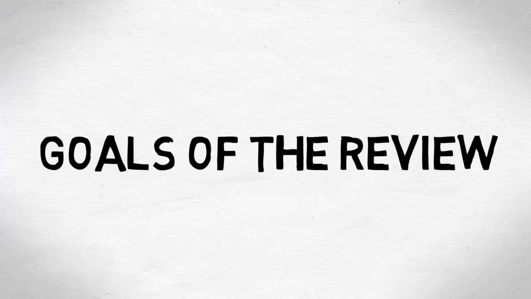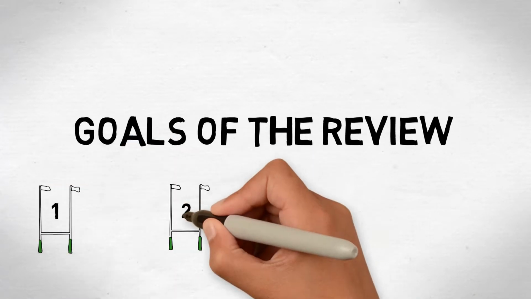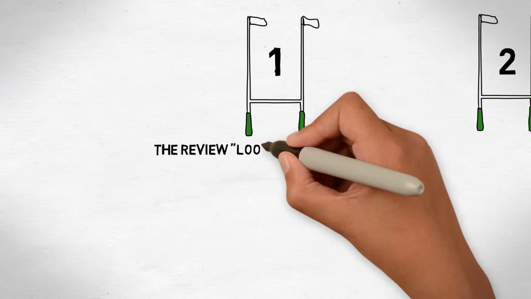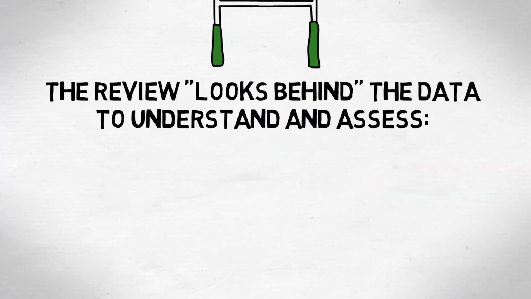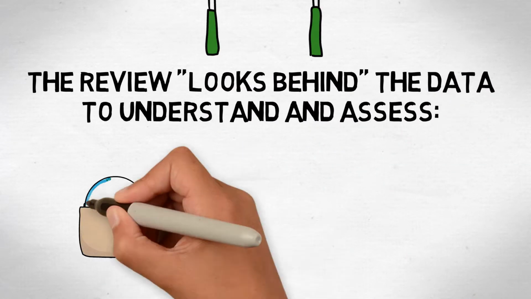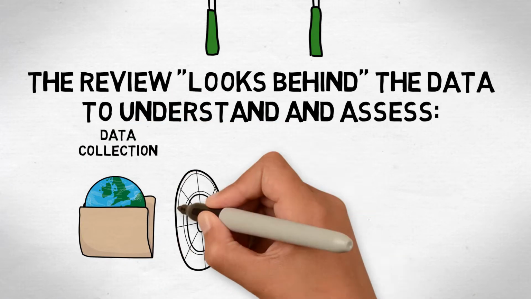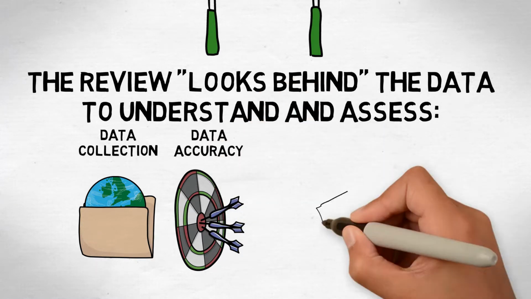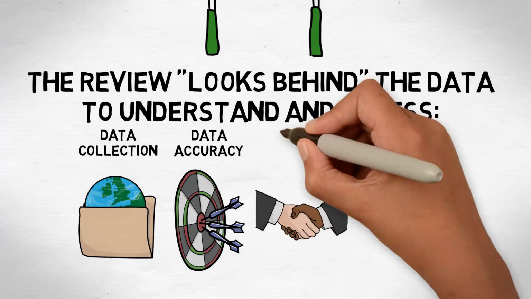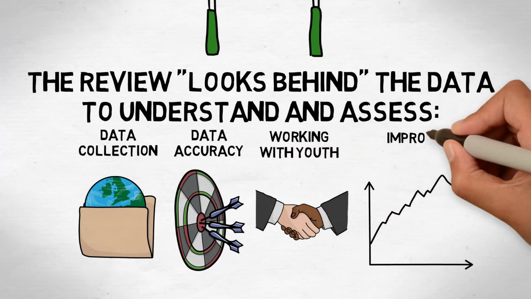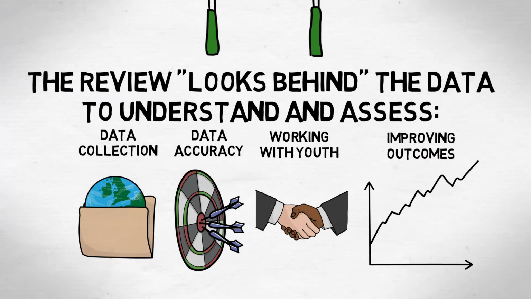Let's take a look at the goals of the review. There are 4 main goals. First, the NYTD Review looks behind the data to understand and assess how the state collects the information, how accurate, complete, and reliable that information is, how the state works with youth to get the information, and how the state is using that information to improve services and outcomes.